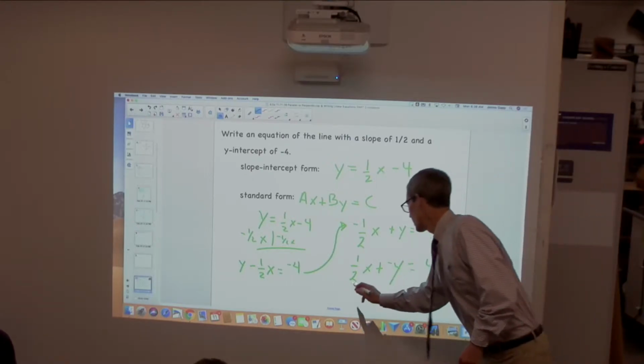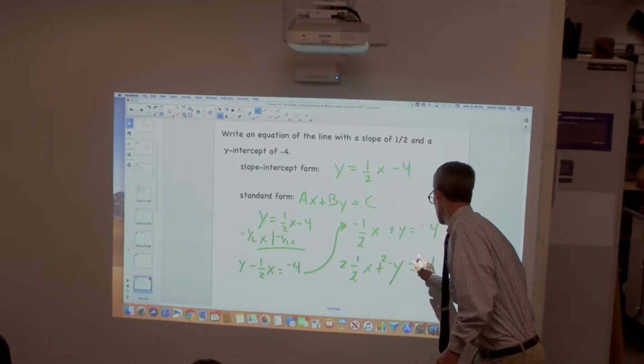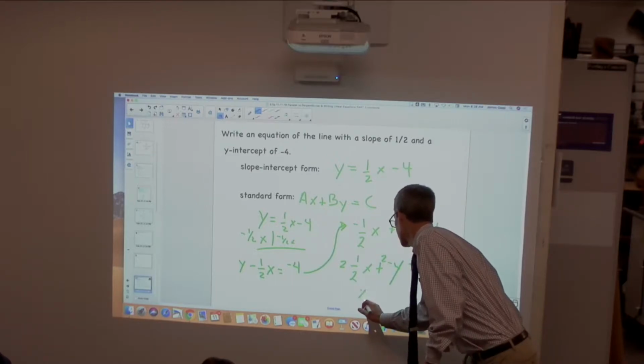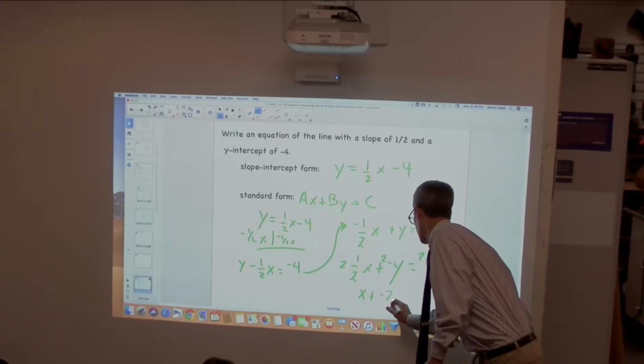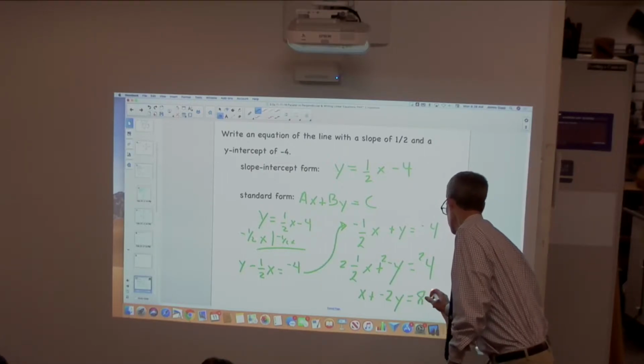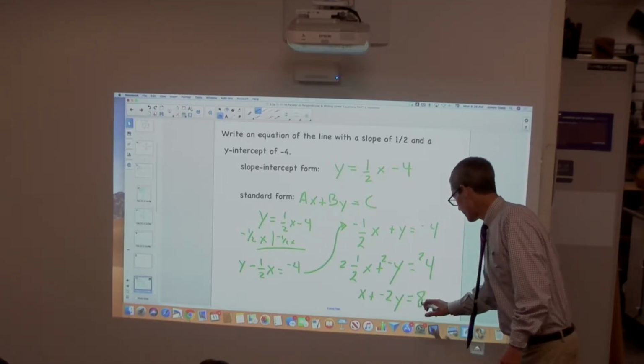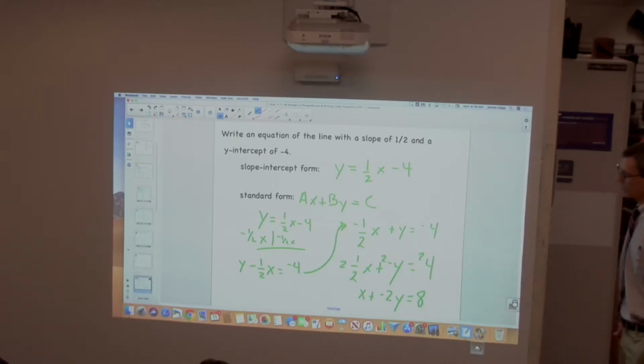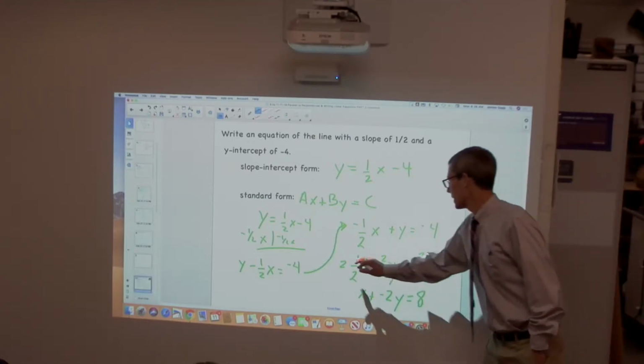Multiply everything by 2. So 2, 2, 2. So that's x plus -2y equals 8. And that would be the best answer for this. X plus -2y equals 8. Yeah, you multiply everything. I multiplied everything by 2.